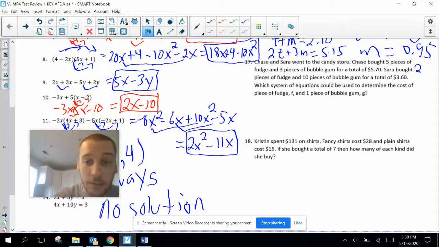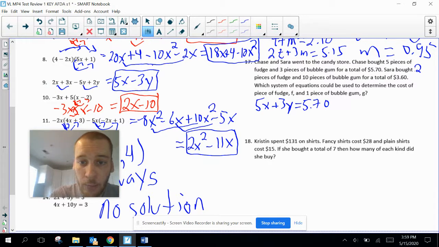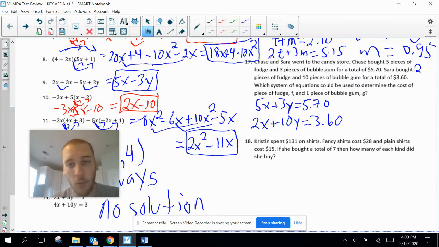So we got 5 pieces of fudge. I'm going to call fudge X. And 3 pieces of bubble gum. I'm going to call that Y. Bubble gum is Y. That's going to be $5.70. And then we've got 2 pieces of fudge plus 10 pieces of bubble gum. That will cost $3.60. So where these things touch, it's going to tell me how much for each one.